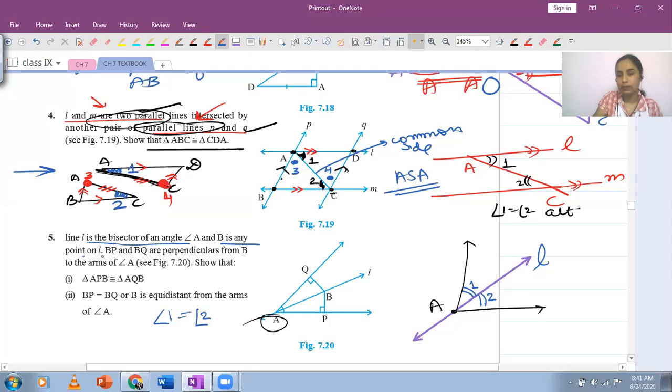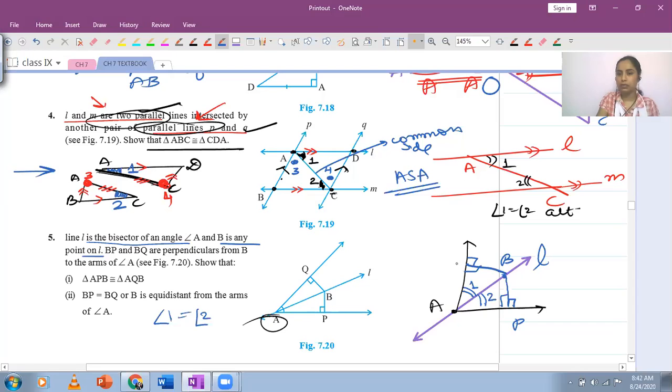B is any point on L. So on this line L, they have taken a point B. So let's mark a point B. From this point B, we have drawn perpendiculars on the arms of angle A. So the arm which is horizontal, एक perpendicular उसके ऊपर है from B, and on this one, the slanting one, एक इस पे perpendicular है from B.